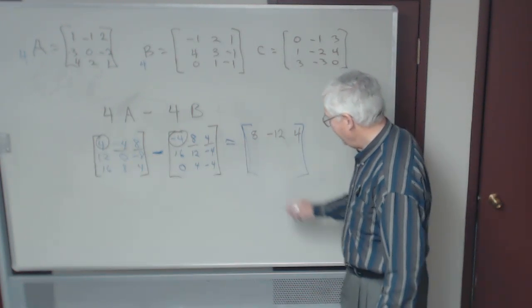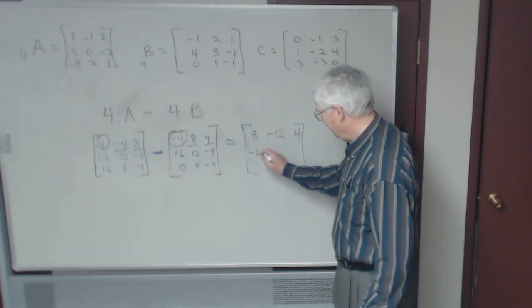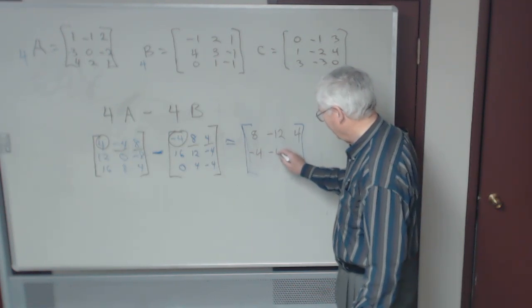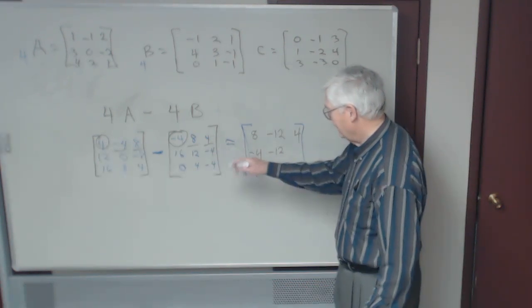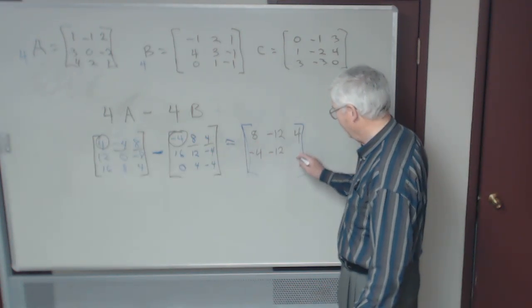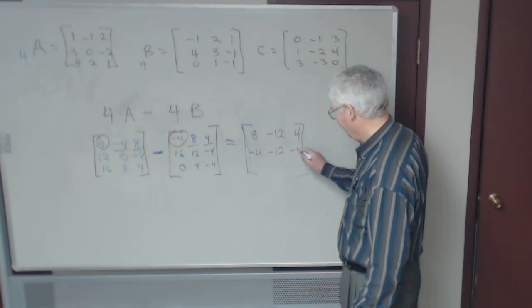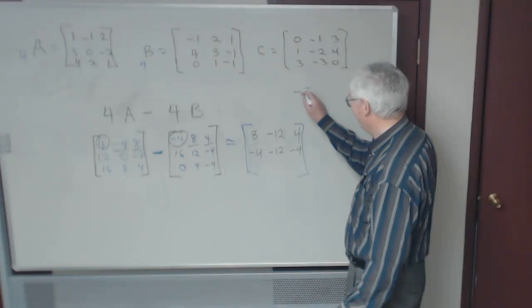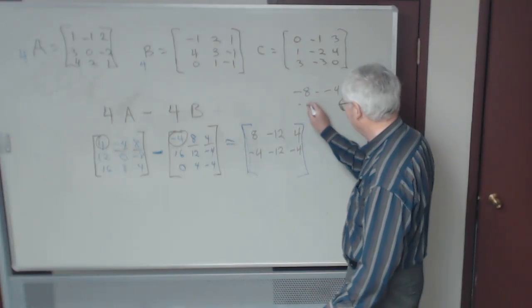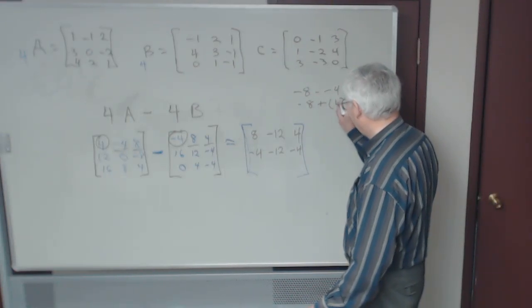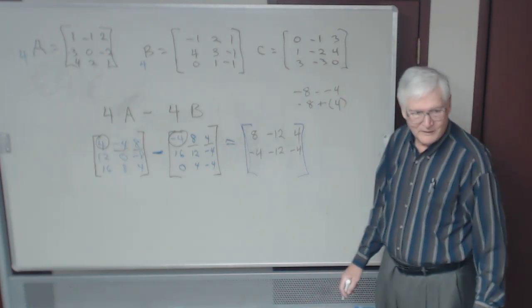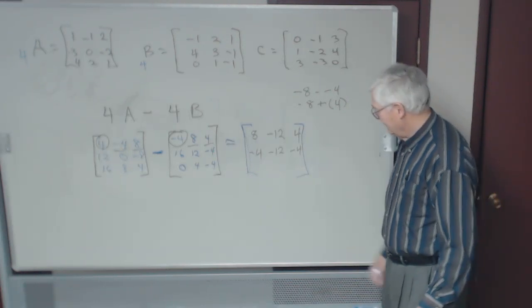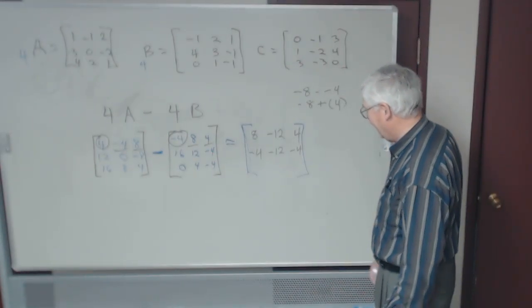12 minus 16? Negative 4. 0 minus 12, negative 12. And negative 8 minus negative 4. Negative 4. Yeah, because negative 8 minus negative 4 is really negative 8 plus the opposite, 4. So now you're going to have to keep straight your rules for adding positive and negative numbers, adding integers.